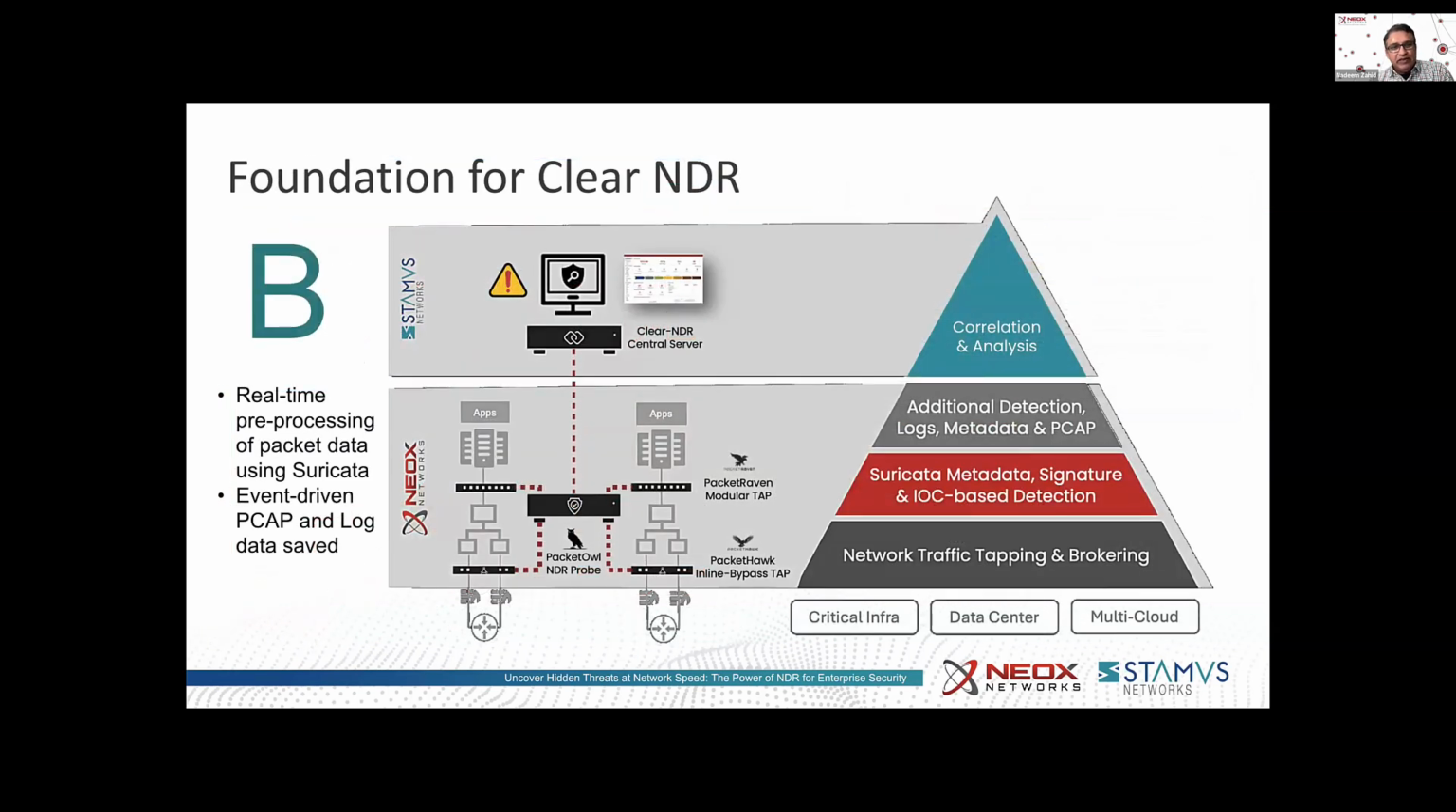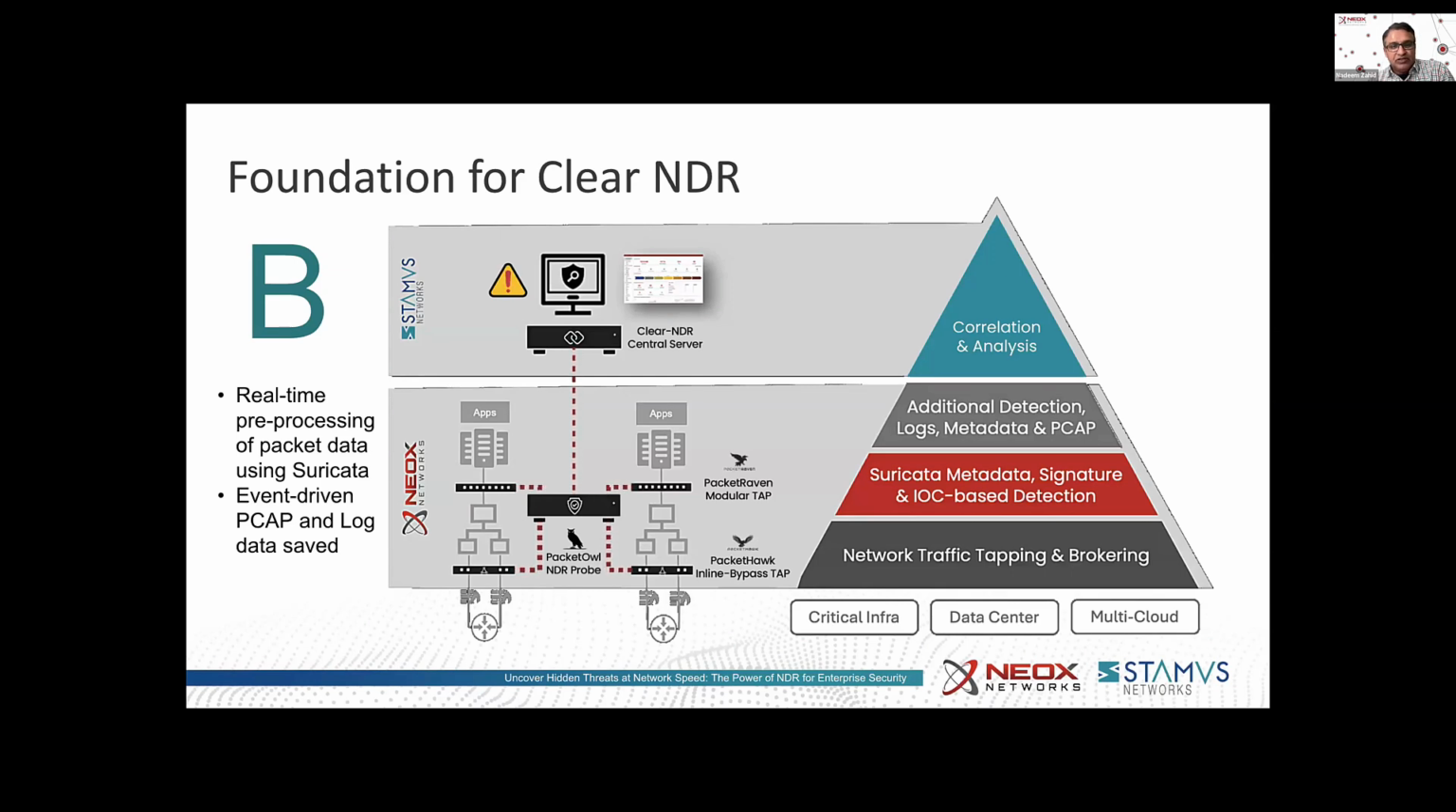Scenario B is more involved, and this is more tightly integrated between NEOX and Stamos, right? This is where we use an NDR probe, in this case, which is called Packet Owl. And by the way, we can proudly say on this webinar that this is the only 100 gig solution available in the industry. So the only 100 gig NDR at full performance, non-blocking, that you're going to get is the Stamos and NEOX solution. So that's what Packet Owl provides here.